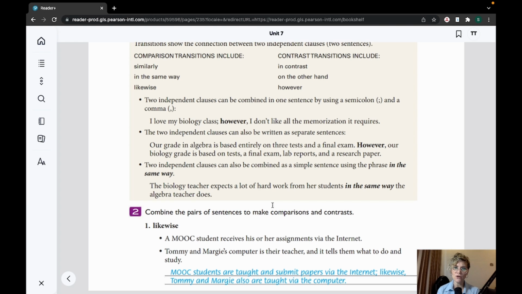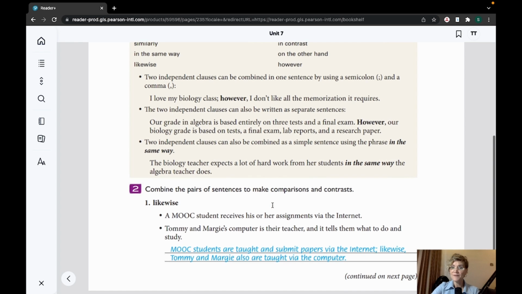However, you can also combine it as a simple sentence using the phrase in the same way. The biology teacher expects a lot of hard work from her students in the same way the algebra teacher does. And if you use it this way, you don't have to use a comma. Remember that whenever you start the sentence with a dependent clause, you have to use a comma in the middle. If you start your sentence with an independent clause, we do not use a comma.